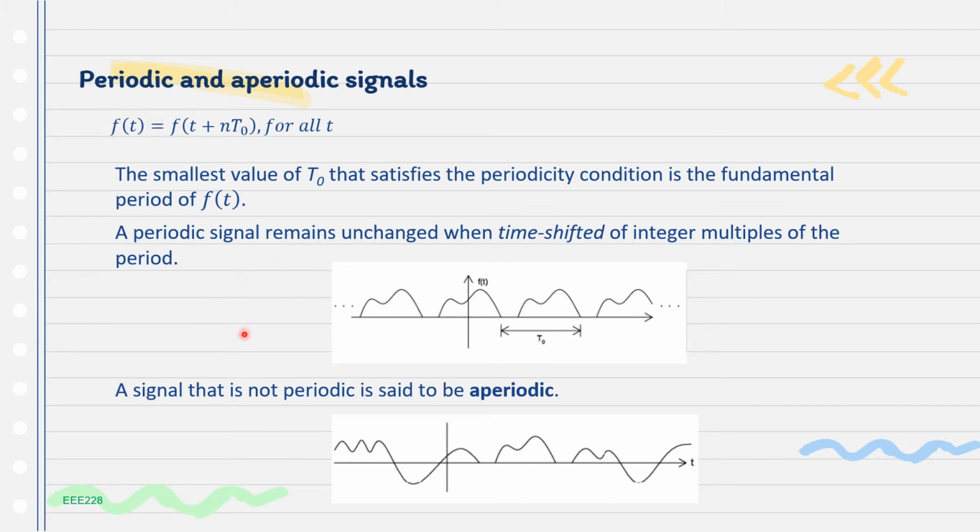This is an example of a periodic signal. It repeats itself at regular intervals. When it's time shifted by integer multiples of the period, it remains in the same shape. A signal that is not periodic is said to be aperiodic.